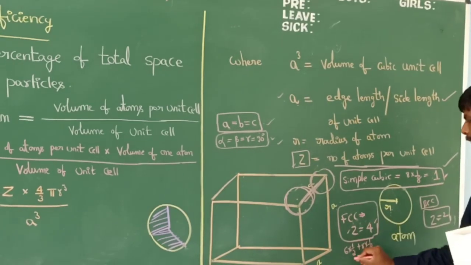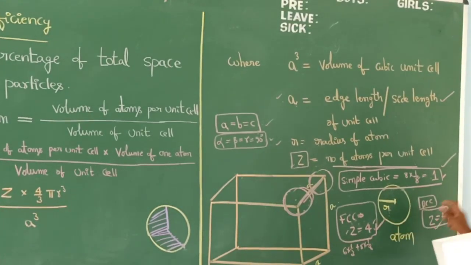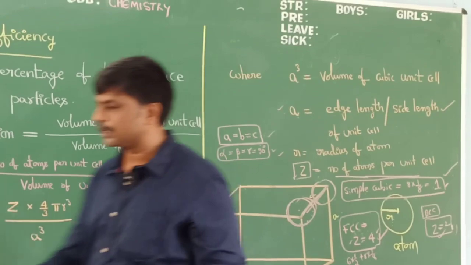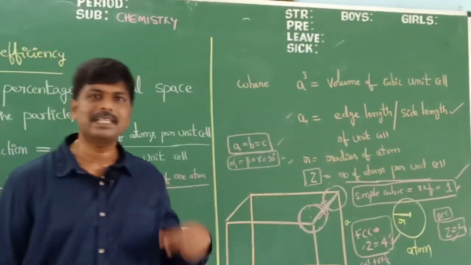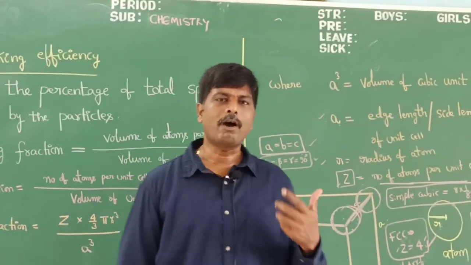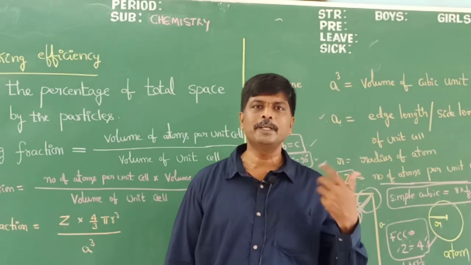For face-centered cubic, Z value is 4. For body-centered cubic, Z value is 2. What is the value of Z? What is Z? Z is the total number of atoms per unit cell.